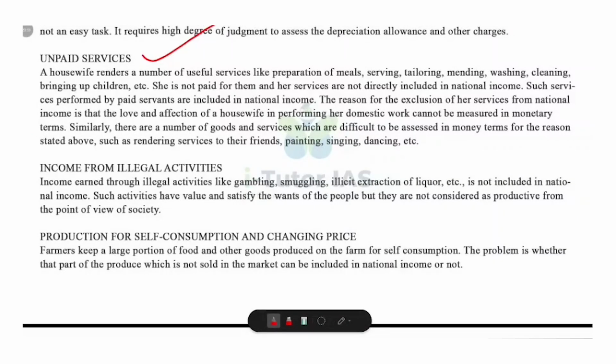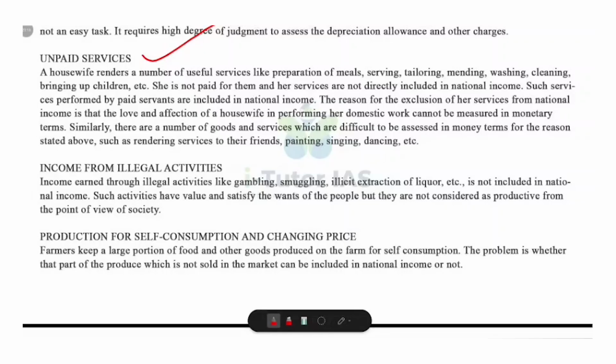And what about unpaid services and national income? What is meant by unpaid services? Unpaid services are activities done by people without getting paid, like a housewife cooking, cleaning, mending clothes, taking care of children, helping friends, singing, dancing, painting as a hobby. All these are unpaid services.